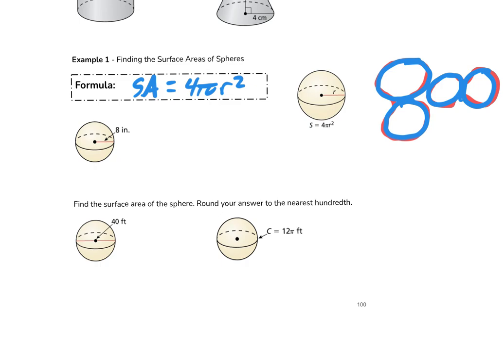So on this very first one, my radius is 8. In some ways, spheres are kind of nice because there's only one piece of information that I need. When we did all the other figures, we needed some type of height or other pieces of information. So here, we're just going to go 4 times pi times 8 squared.